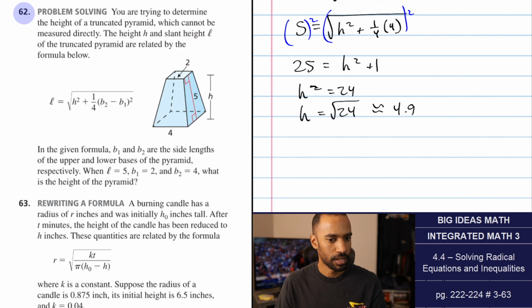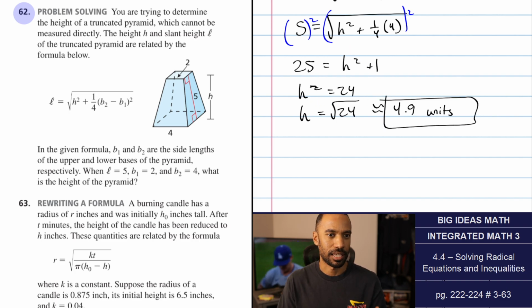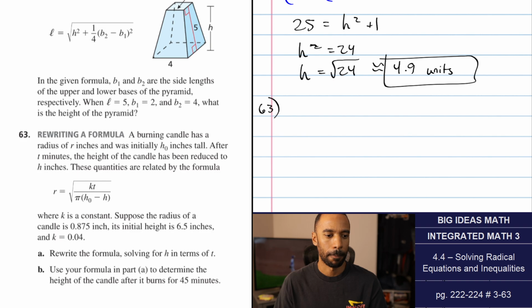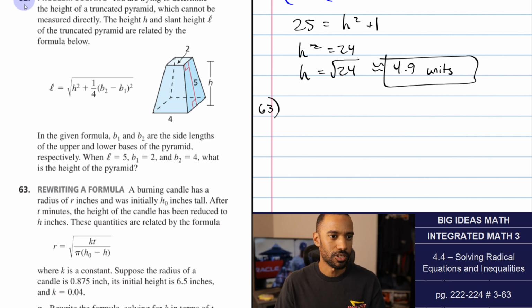Units. Are there feet or anything? I'll just say units. That is my height. Okay, so they're taking these things and making them a little confusing looking, but ultimately I guess there's not much to it. We're pretty good. All right, number 63 is our final set of questions because there are parts.